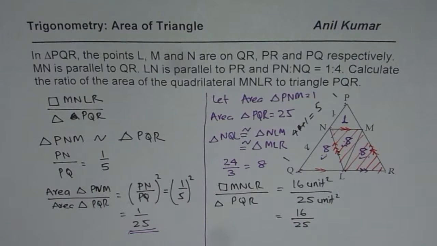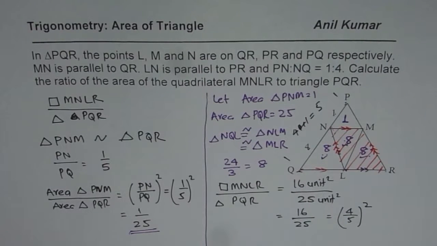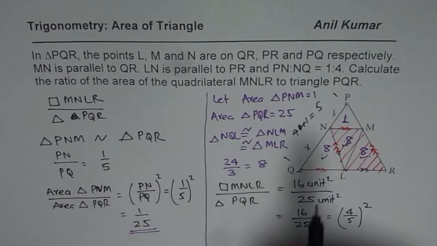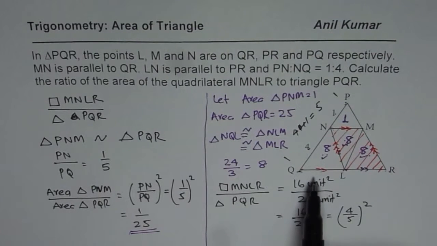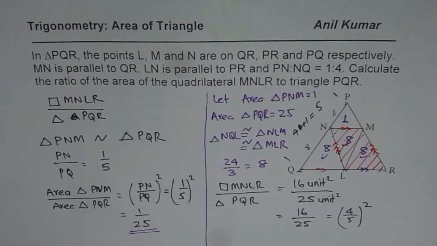I hope that helps. Which is actually, if you look at it, 4/5 whole squared, correct? So that is how we can solve this particular question. It's very interesting, and for you as an exercise, you need to show that these should be 8 and 8 if that is 1. That will be an exercise for you to do. I hope that helps. Thank you and all the best.